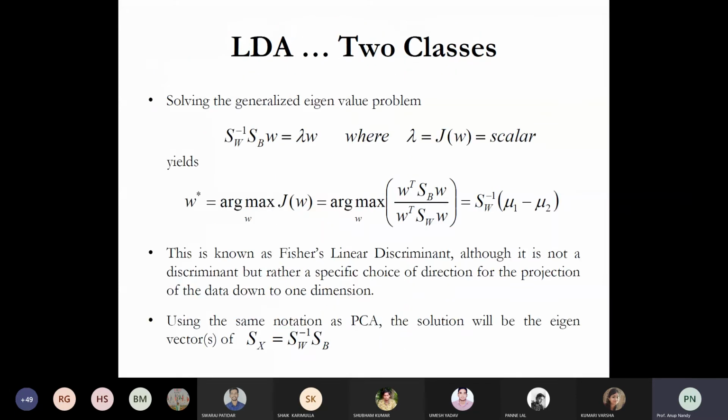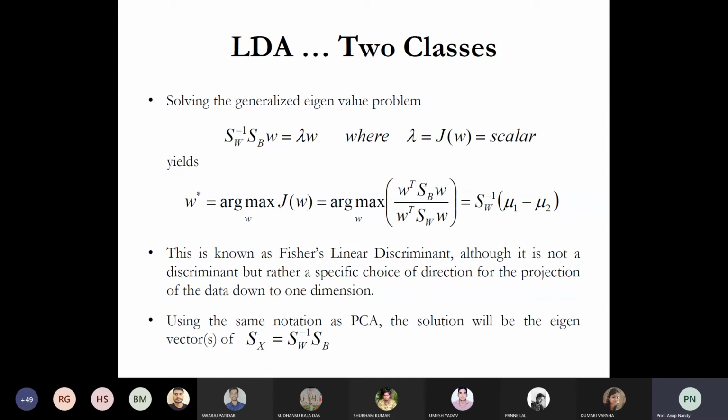Okay, so now it yields your W star. So now you have to find W star, that is the argmax over W. So you have to find the objective function based on W, so that this function will be maximized. Now argmax of W transpose SB W divided by W transpose SW W, which is nothing but SW inverse times (mu1 minus mu2). So this is known as the Fisher linear discriminant. Although it is not a discriminant, rather you need to find directions where the projections will be done into one dimension, using the same notation as PCA.